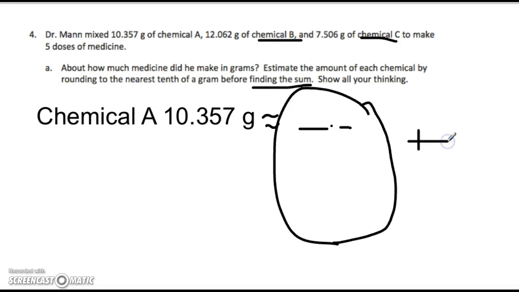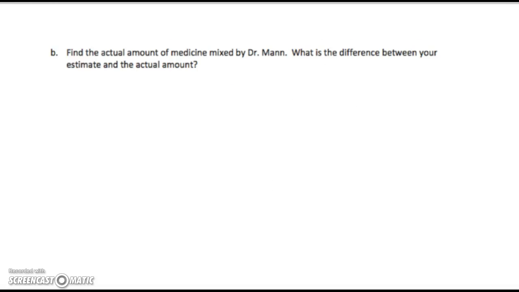add them together. A lot of you rounded your answer, you rounded one thing, but you do need to round each of these three numbers first and then add them together. If you're having trouble rounding to the nearest tenth, you may want to go back and look at my rounding video from the mid-module assessment. Let's take a look at question B.